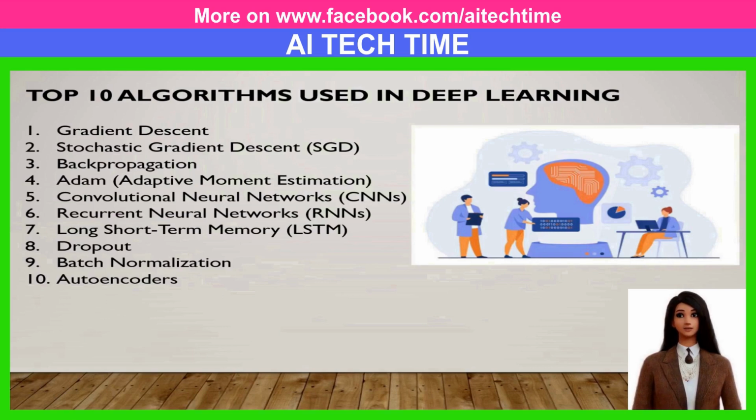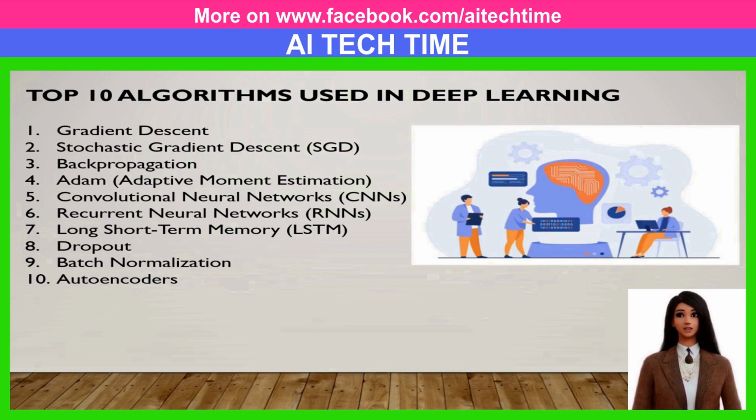Deep learning relies on several fundamental algorithms and techniques that play crucial roles in building and training neural networks. Here are the top 10 algorithms used in deep learning. 1. Gradient descent. The cornerstone optimization algorithm used to update the parameters of neural networks in the direction that minimizes the loss function during training.